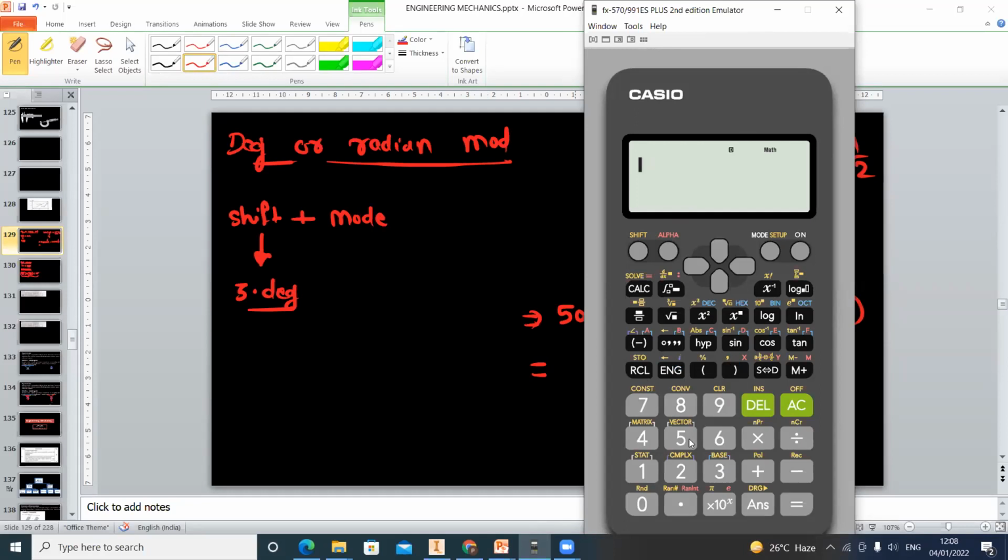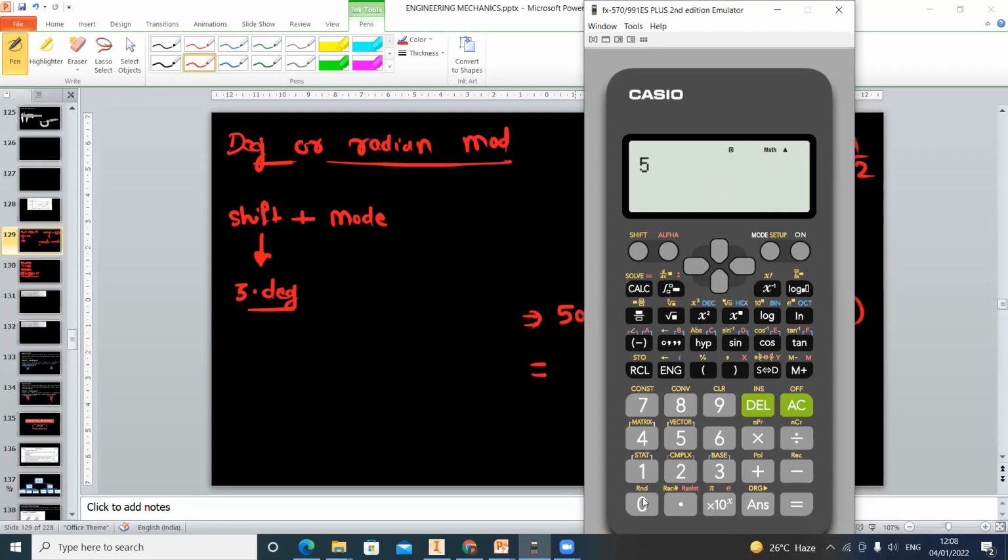Now suppose you have the equation 50 sine 30. The answer is 25, since sine 30 is 1 by 2. When we are entering the equation 50 into sine 30, there is no need to enter the multiplication. The calculator automatically detects 50 sine 30 as 50 into sine 30. Only in case of division you have to enter the division sign.